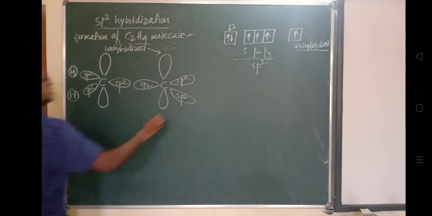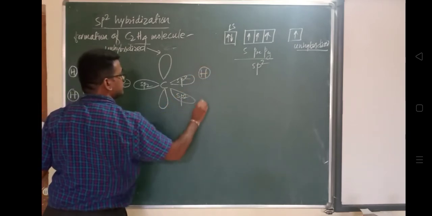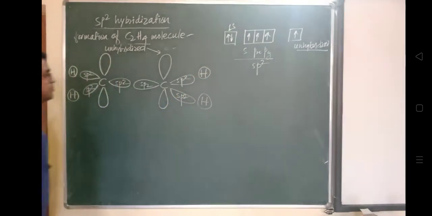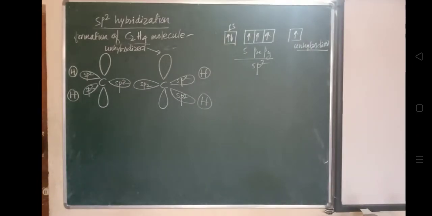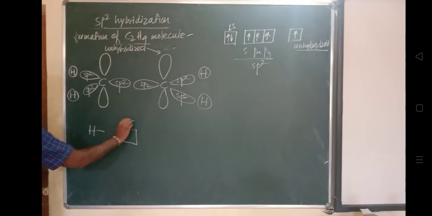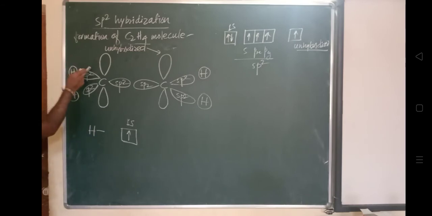So the sp2 hybrid orbital overlaps with the s orbital of the hydrogen, so it will form an sp2-s sigma bond. The bond present between this carbon and hydrogen is what? sp2 and s. So how many sp2-s bonds will there be in total? This is 1, 2, 3 and 4. Total 4 bonds of sp2 and s will be present.